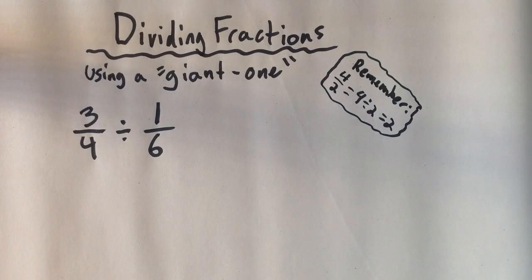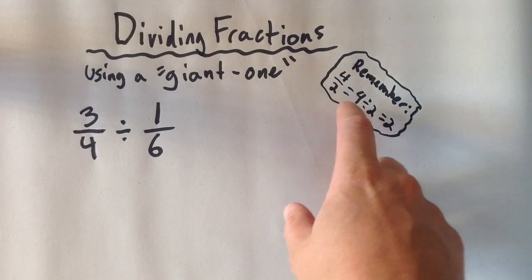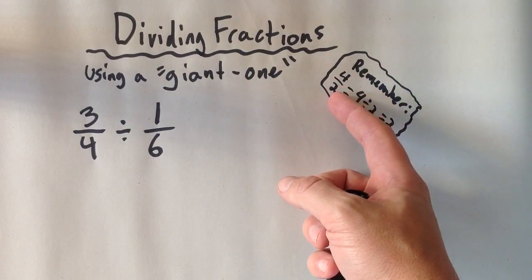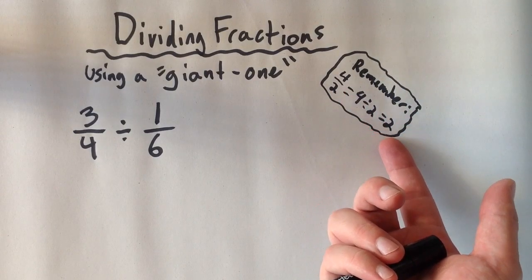When dividing fractions using a giant 1, it's important to remember that all fractions can be written and thought of as a division problem. So that is the numerator divided by the denominator, such as this example of 4 over 2 is equal to 4 divided by 2, which is 2.